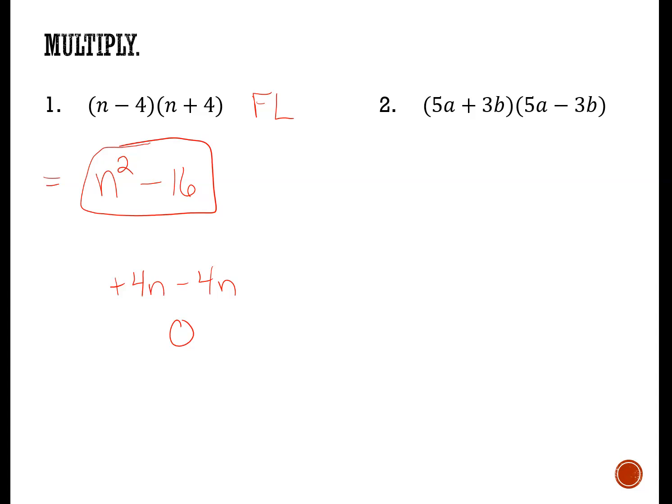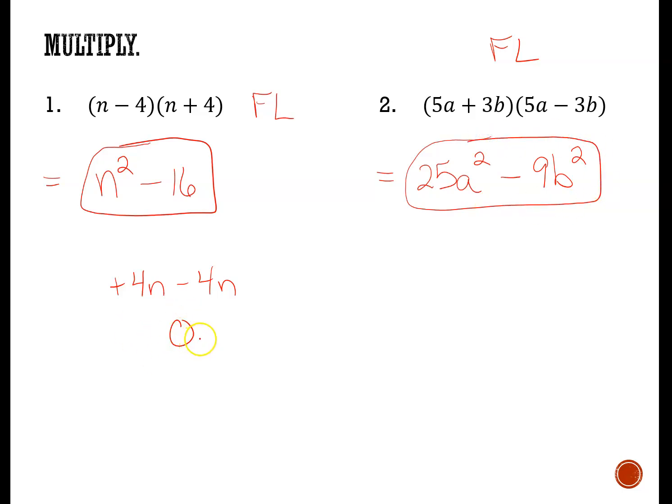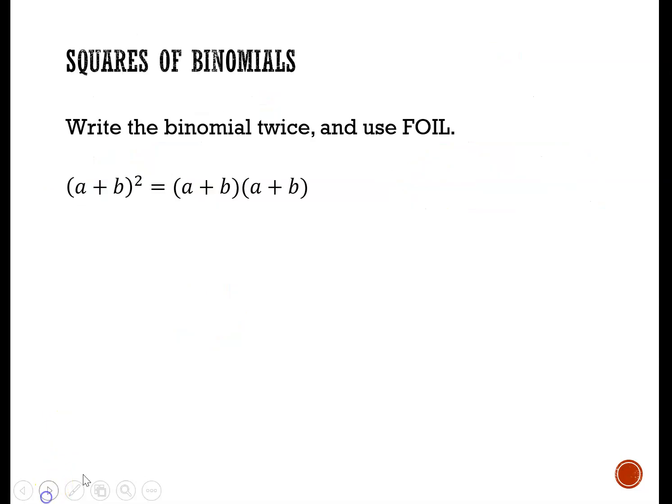Number 2. Also conjugates. They're exactly the same except for the sign in the middle. So let's do first and last again. If I do first, 5a times 5a is going to be 25a squared. And last, positive 3b times negative 3b is a negative 9b squared. And that's it. I don't have to worry about outside and inside because they, again, would just equal 0. Okay, so nice shortcut to use for conjugates.